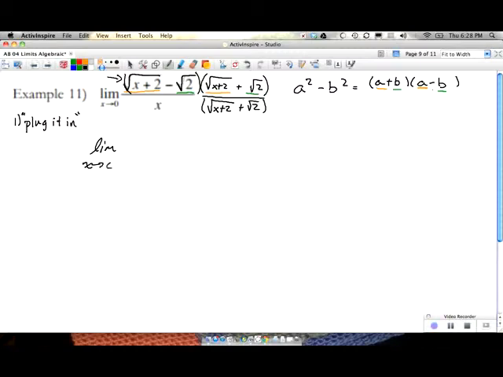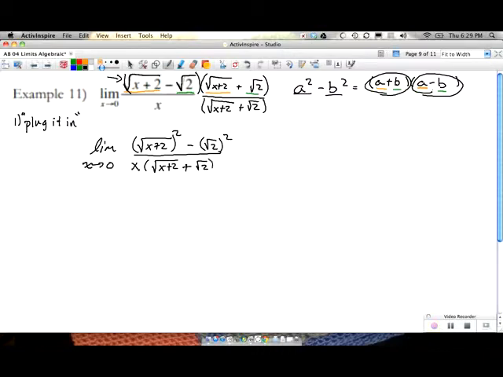We've got the limit as x approaches 0. With the top, that's really going to become a plus b times a minus b. So we're going to have a squared minus b squared. That's the square root of x plus 2 squared minus the square root of 2 squared, all over this mess in the bottom: x times the square root of x plus 2 plus the square root of 2.